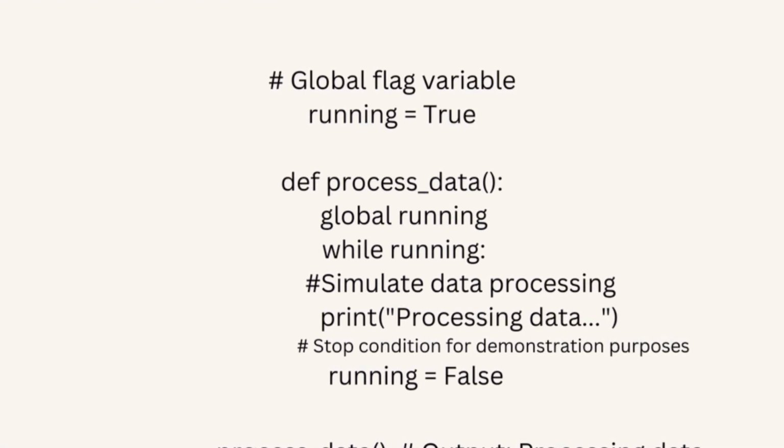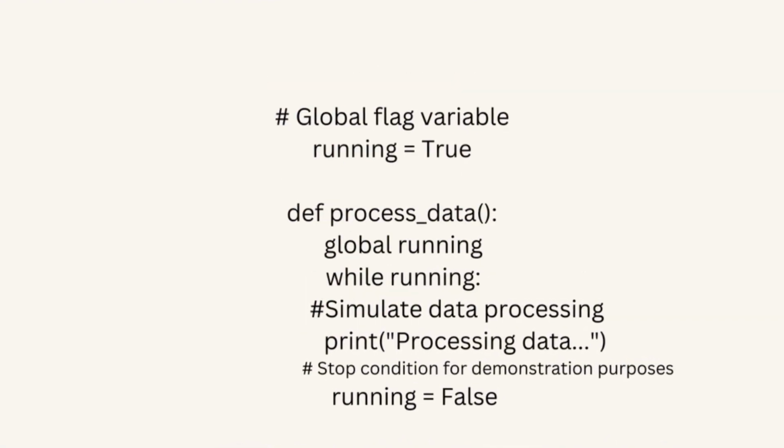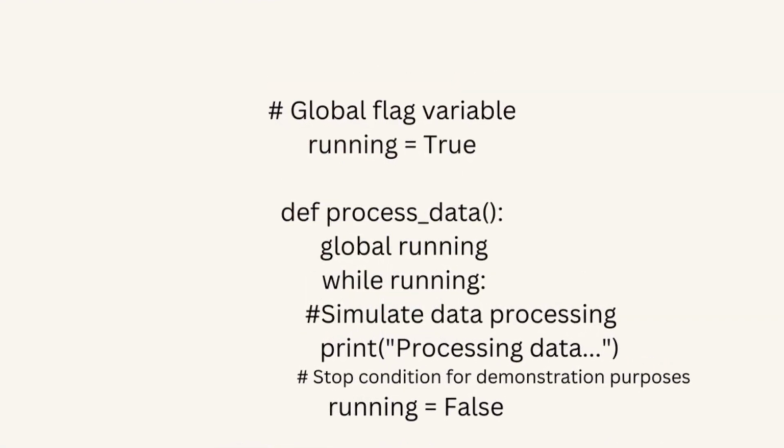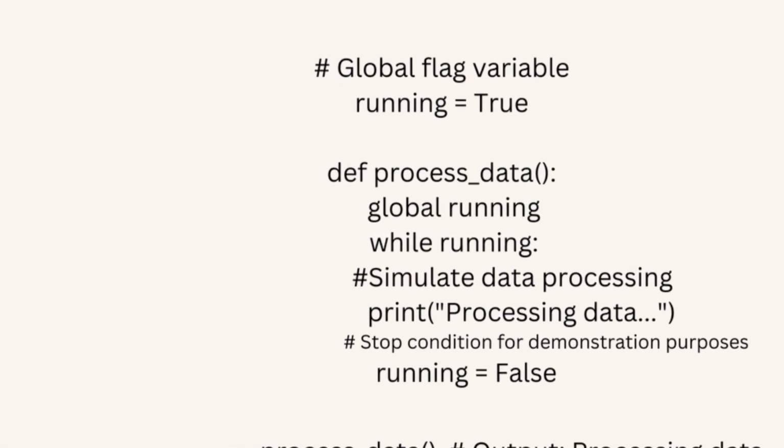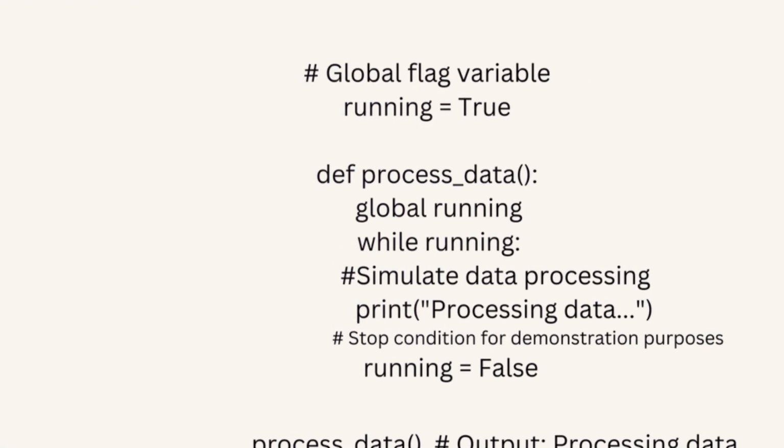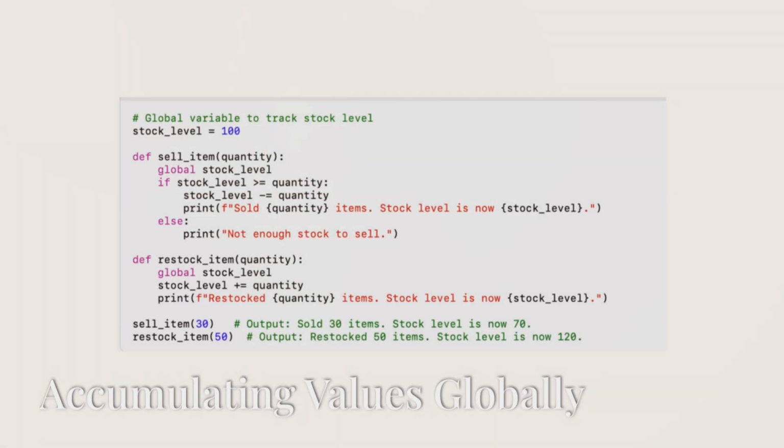running = True; def process_data(): while running. In this example, the running variable acts as our flag. The function keeps running as long as it's true. When the user requests to stop, the function sets running to false, gracefully exiting the loop.